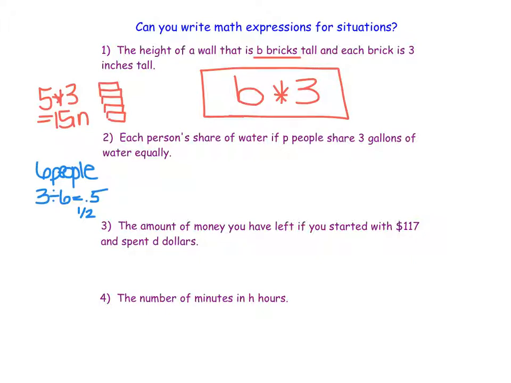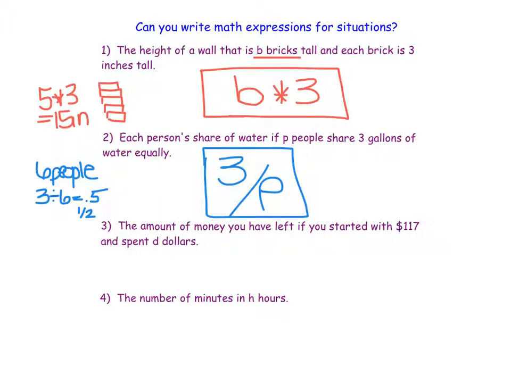Now with division, order matters, so I have to slow down a little bit. And in order to calculate how much water everyone's going to get, I'm going to take the 3 gallons that I have, and I'm going to divide it by the number of people that I have.